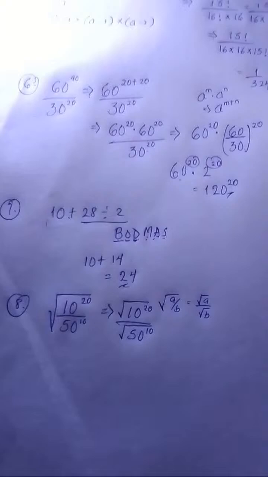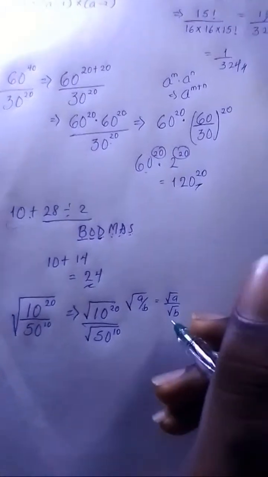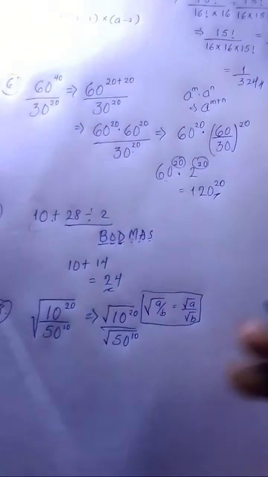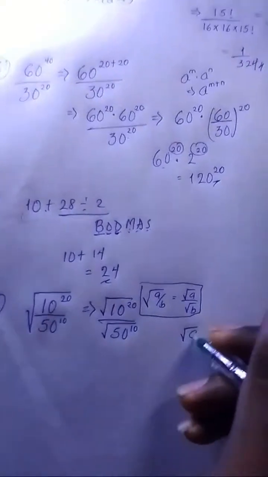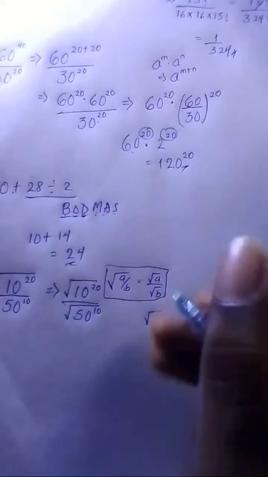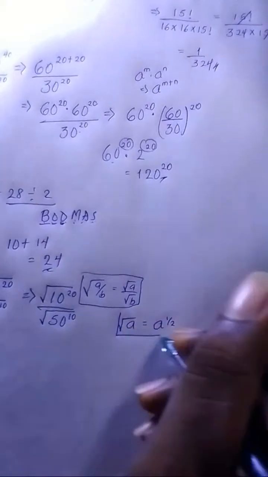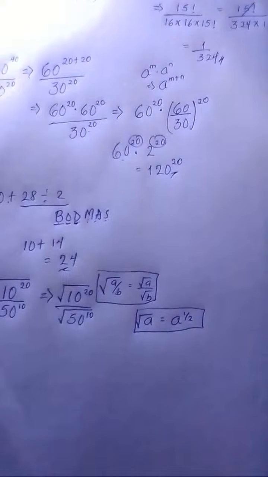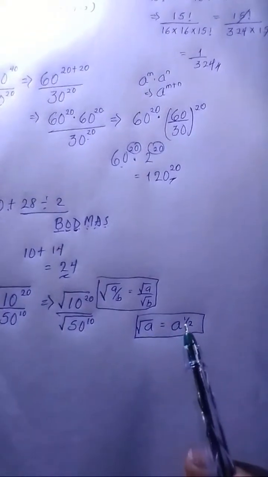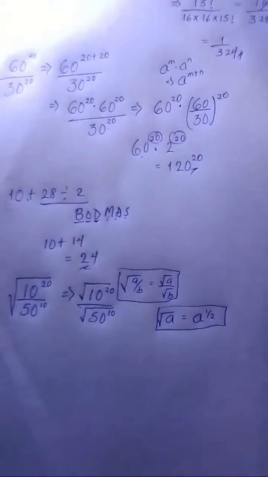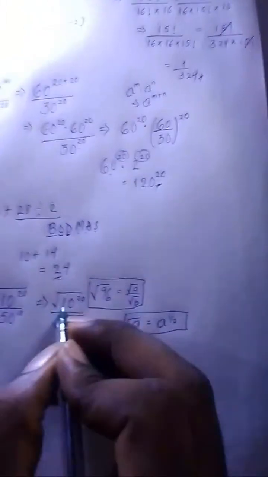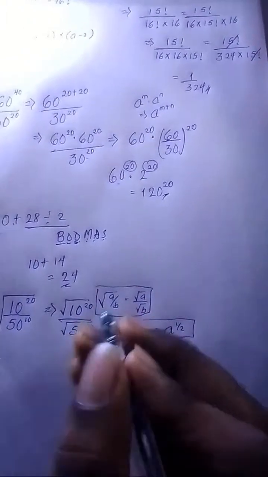Good. So from here, when we have another law, when we have square root of a, it's still the same as a raised to the power of 1 over 2, right? So from here, what's the next thing we're going to do? So we have square root of 10. It is the same thing as 10 raised to the power of 1 over 2.